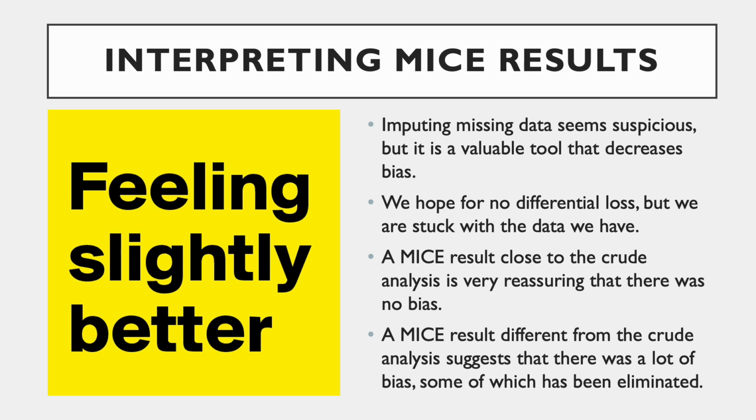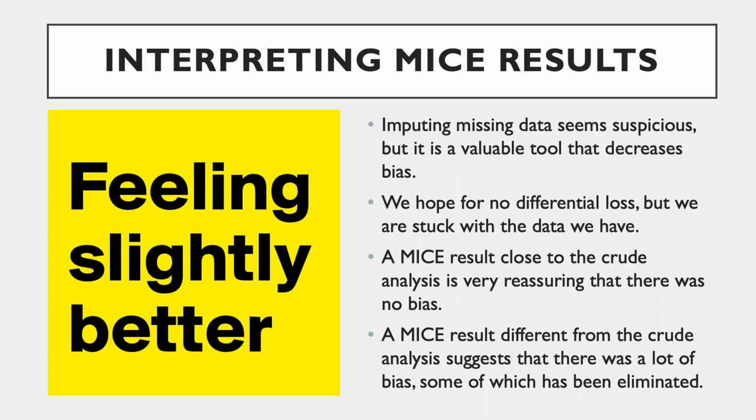Now, imputing multiple data seems pretty suspicious, especially the first time you hear about it, but it's actually a very reliable method to decrease bias that comes from loss to follow-up in a controlled trial.